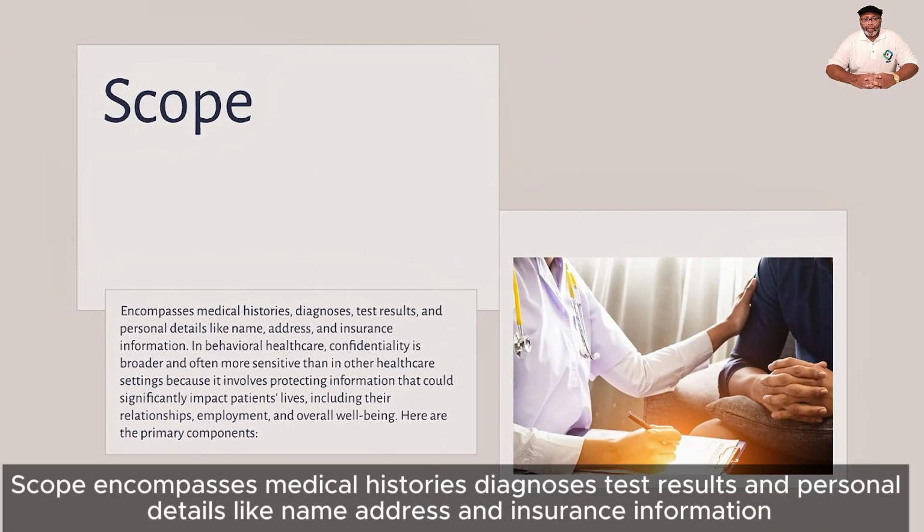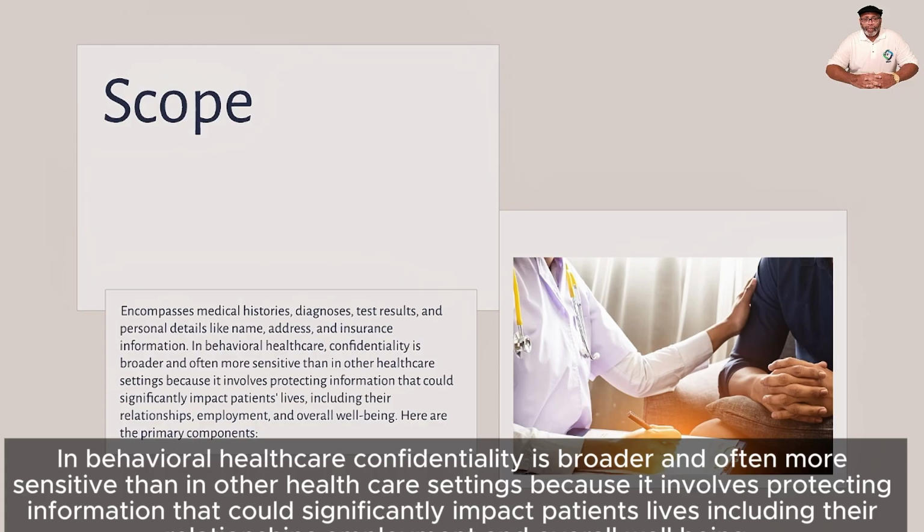2. Scope: encompasses medical histories, diagnoses, test results, and personal details like name, address, and insurance information. In behavioral health care, confidentiality is broader and often more sensitive than in other healthcare settings because it involves protecting information that could significantly impact patients' lives, including their relationships, employment, and overall well-being.